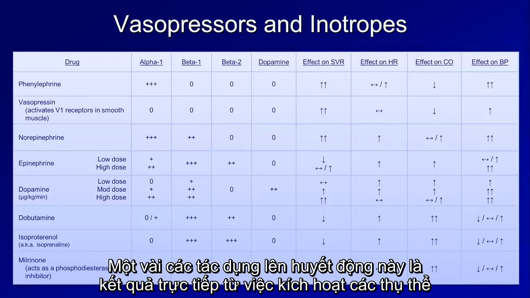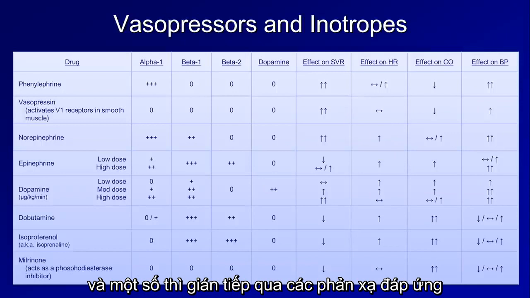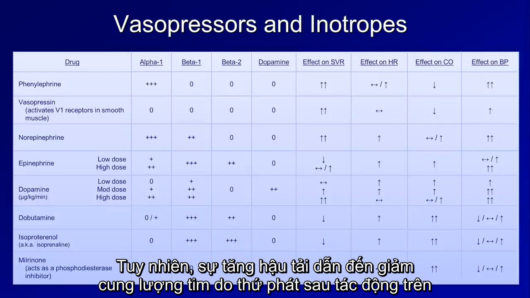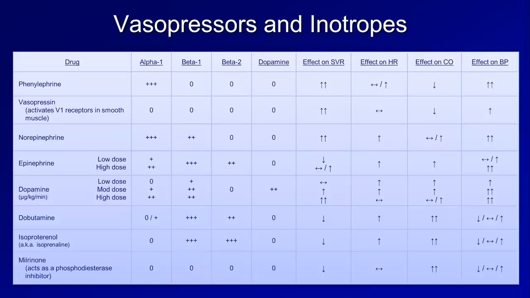Some of these hemodynamic effects are the direct consequences of receptor activation, and some are indirect reflex responses. For example, phenylephrine's only direct effect is increasing SVR via alpha-1 agonism. However, the increased afterload leads to a decreased cardiac output as a secondary reflex effect.